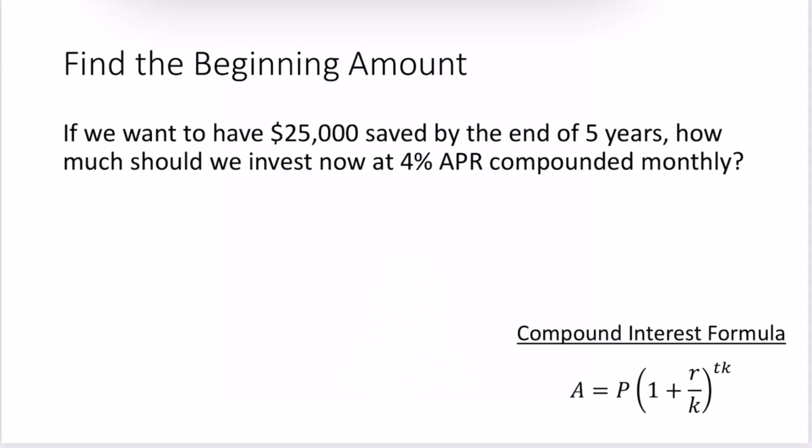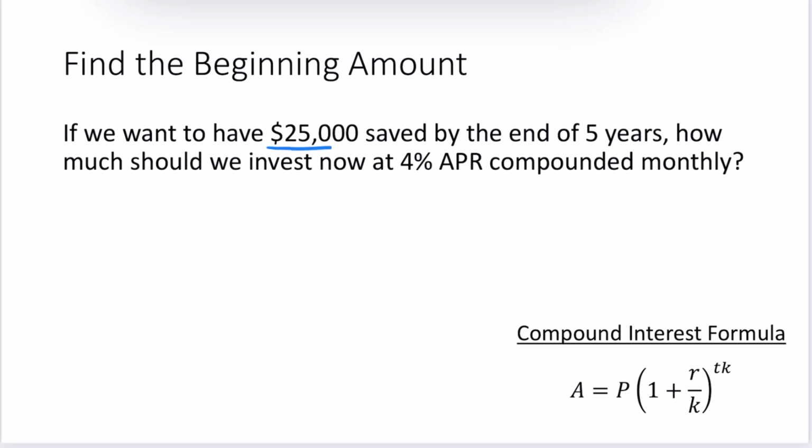Okay, so if we want to have $25,000 saved by the end of 5 years, the question asks, how much should we invest now at 4% APR, which stands for annual percentage rate, where it's compounded monthly? So as we read through this problem, let's identify what information we were given.